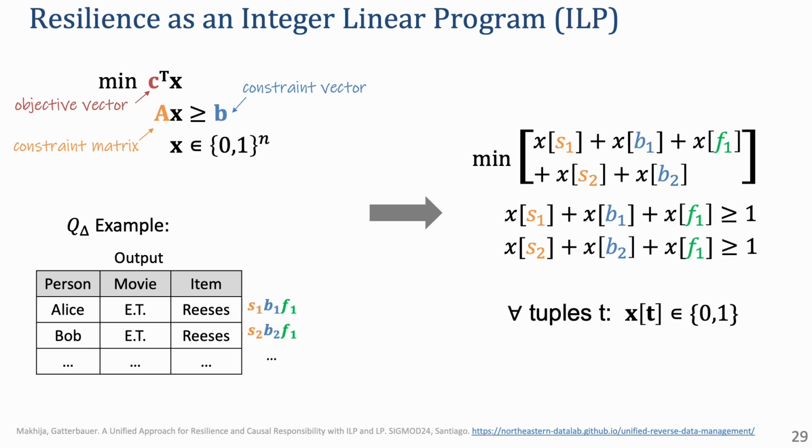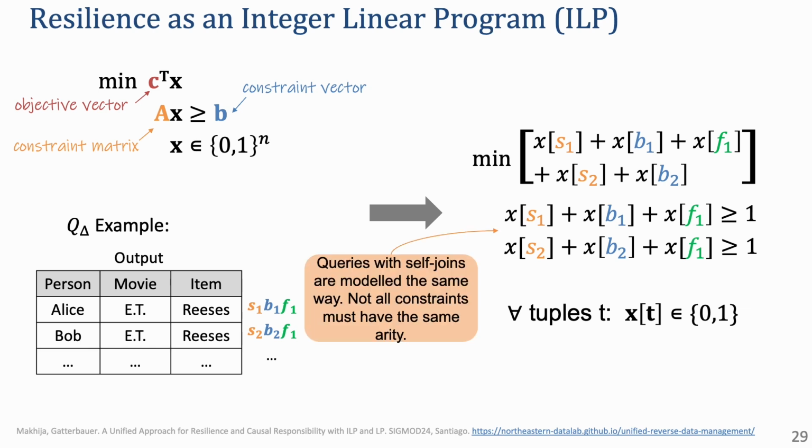Indeed, we take our resilience problem and we model it as an integer linear program, taking the query and the database as an input. We produce an ILP, solving which will give us the resilience. This sort of modeling can also model all conjunctive queries with self-joins in exactly the same manner. And you can also model bag semantics simply by changing the objective.